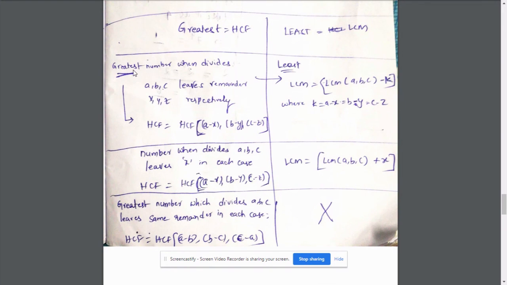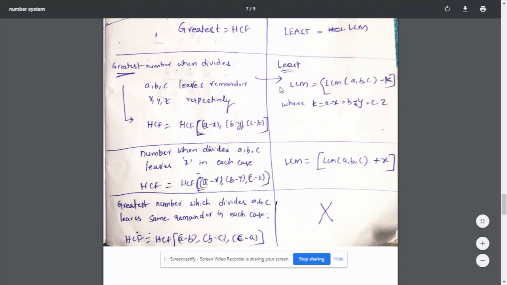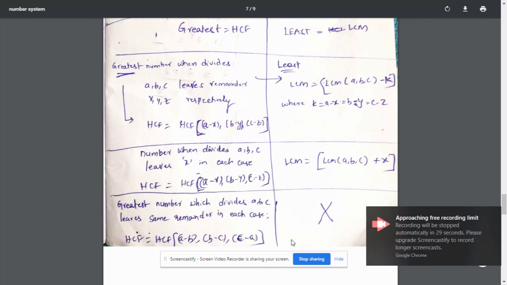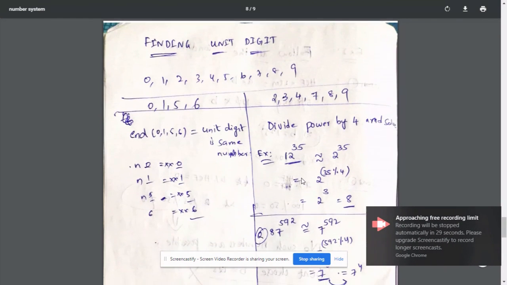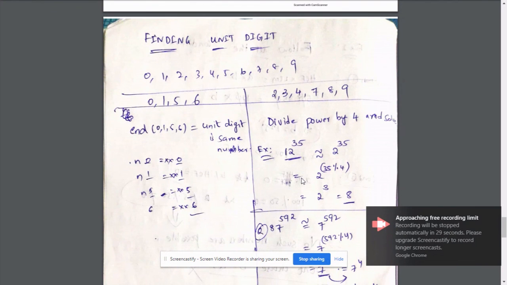Just see this: the greatest number which when it divides A, B, C leaves remainder X, Y, Z. This is our third topic. The approach is the same for both columns. Number which when it divides A, B, C leaves remainder X, Y, Z. Greatest number means it will be HCF, and if it is the least number which when divided by A, B, C leaves remainder X, Y, Z respectively, you should implement both in the same way. Okay, next, these two topics would be very interesting: finding unit digit and finding last digit.